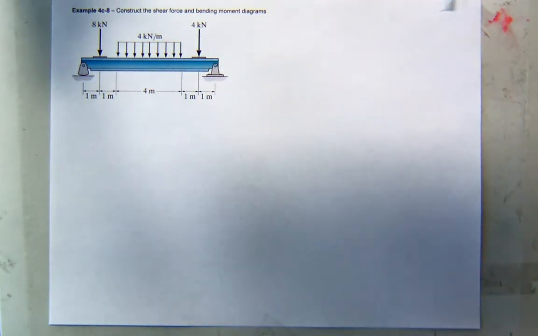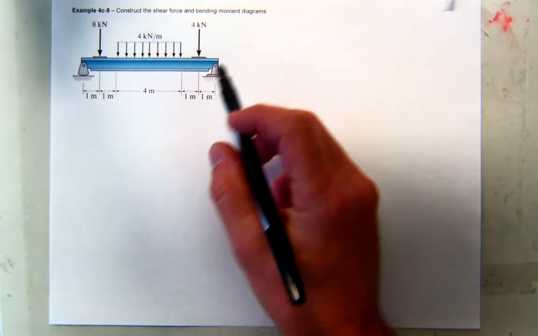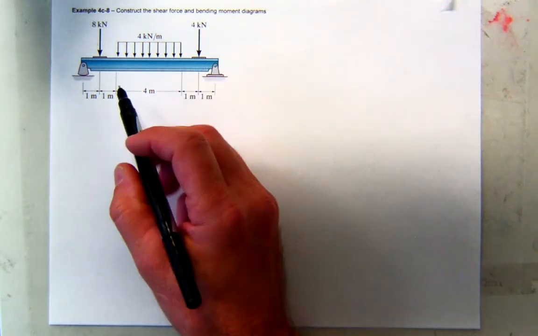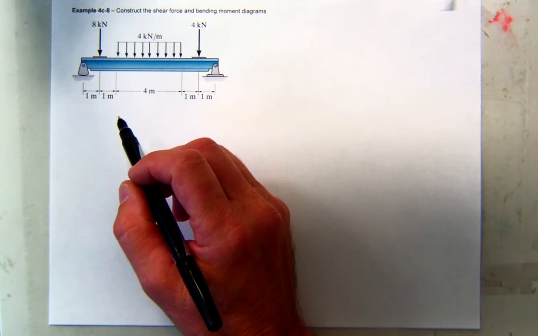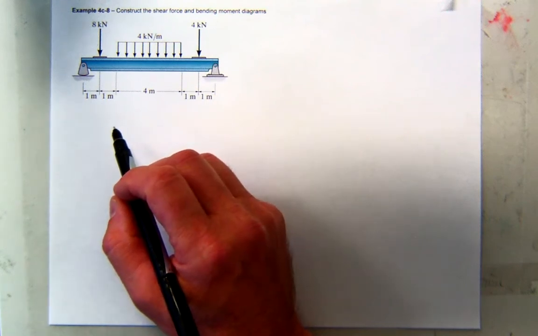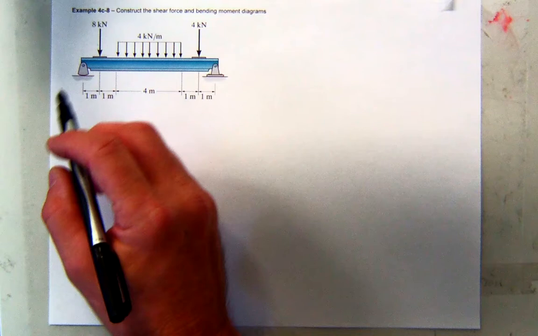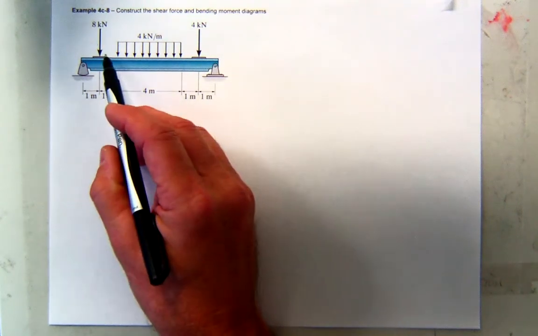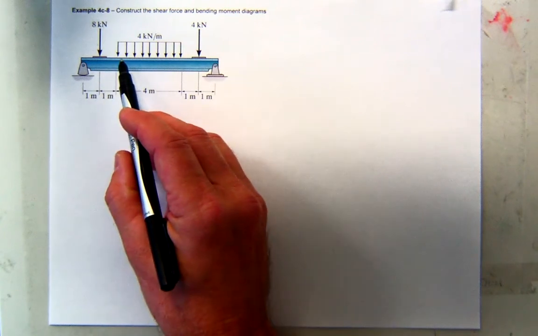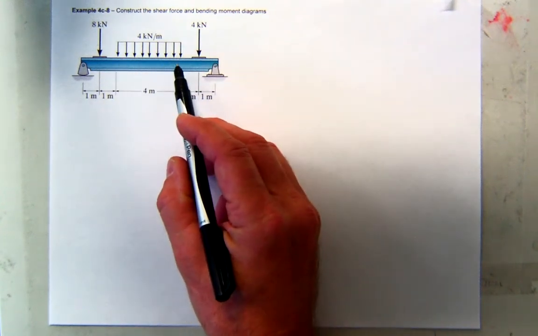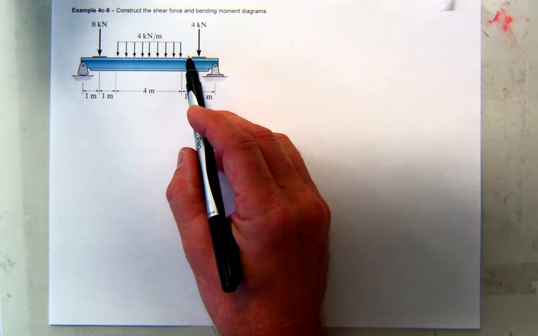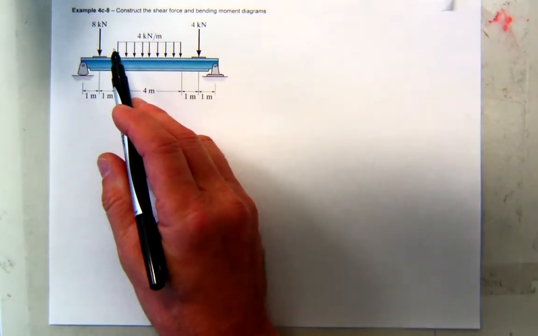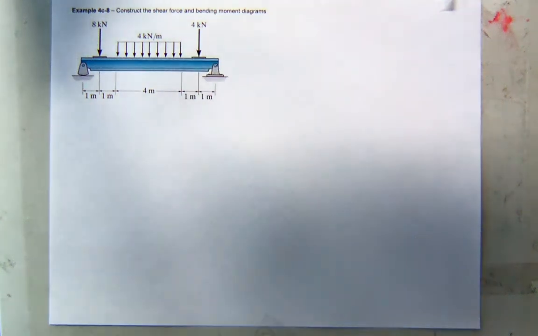Okay, so let's try to build the shear force and bending moment diagram for this guy. Now, just as a conversation, how many sets of shear force and bending moment equations would you have to write for this problem? Well, you'd have to write one that's good for just this first meter, and a second set for this meter, and a third set for this 4 meter segment, then a fifth set for this little segment, and then a sixth set for here. Did I say 6? I meant 5. 1, 2, 3, 4, 5 sets of equations.